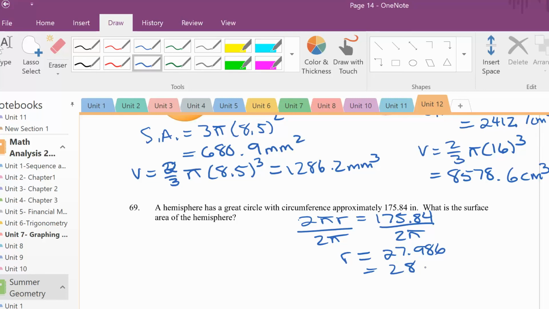So then, to find the area of the hemisphere, the surface area, it's equal to 3 pi times 28 squared. And you get 7,389.0 square inches.